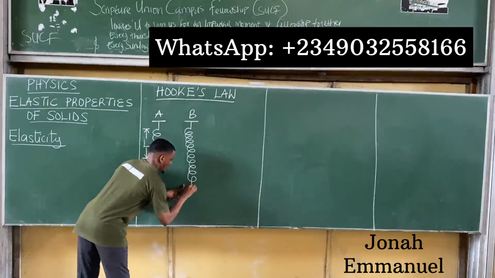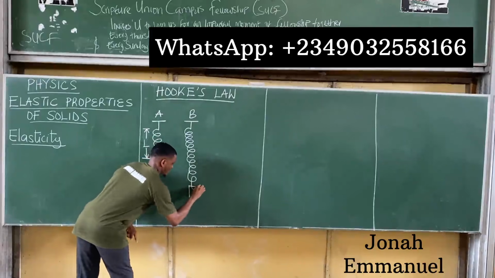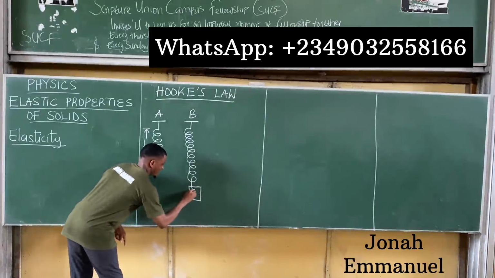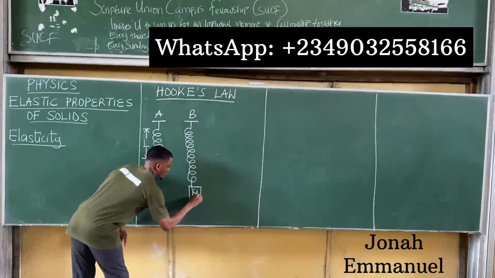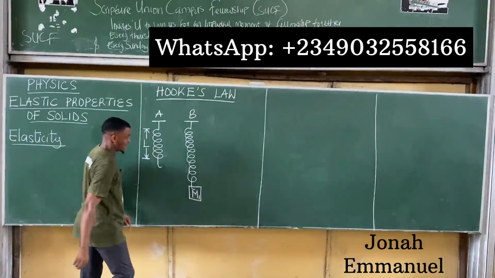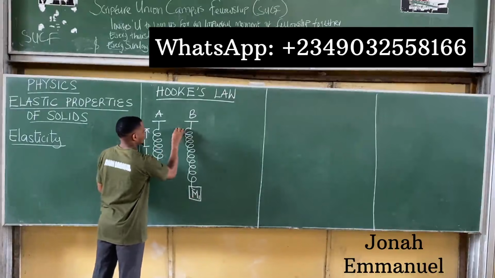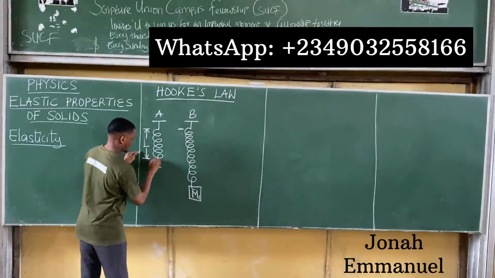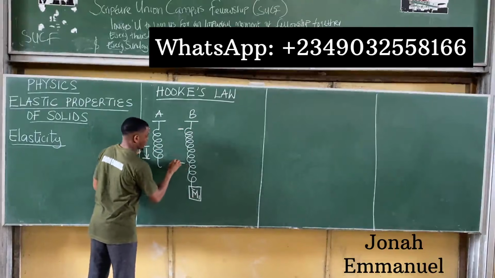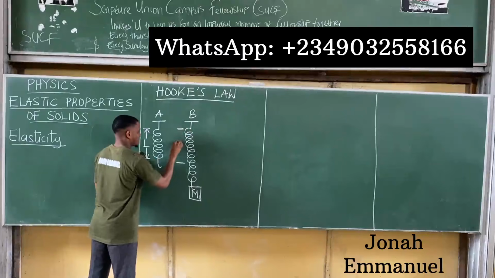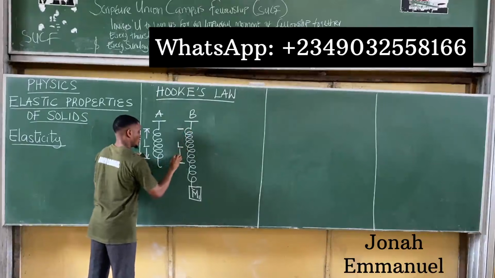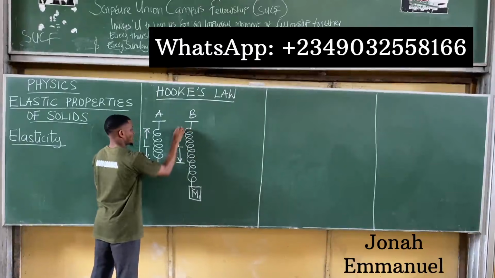So I attach a particular mass. Let me call this mass M1. The original length of this spring was from this point here to this point. So this was the original length. This is L, which was the original length of this spring.